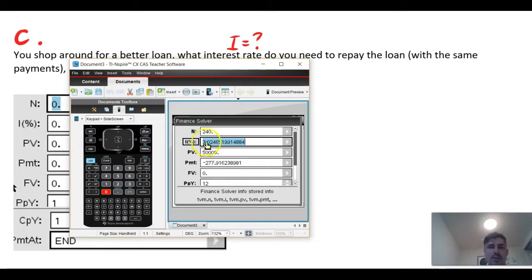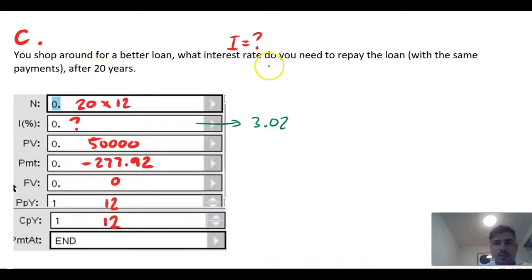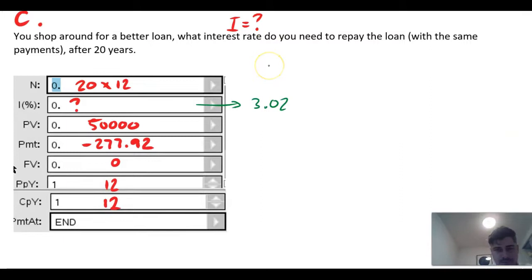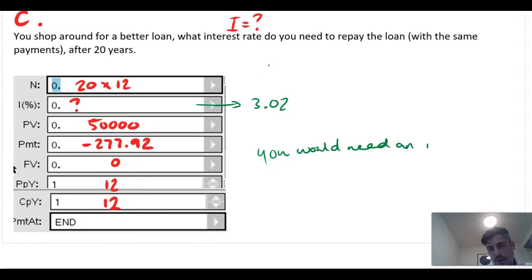So that tells me I need a rate of 3.02465%. Okay, so most of the time you only get interest rates given as 2 decimal places, so we'll just leave it as that, 3.02. You would need an interest rate of 3.02%.